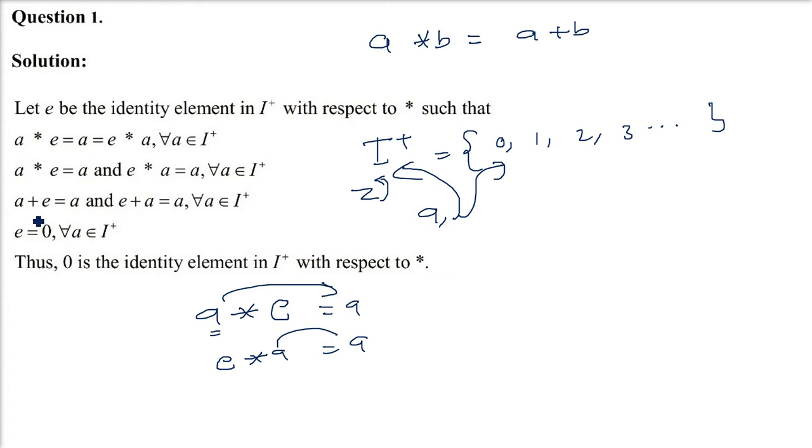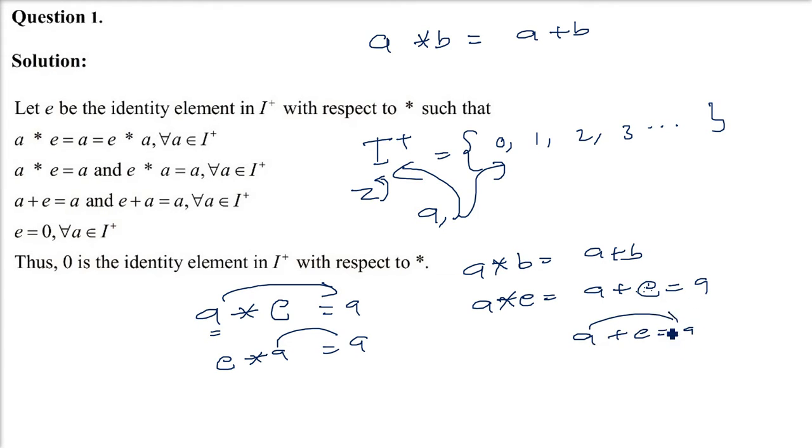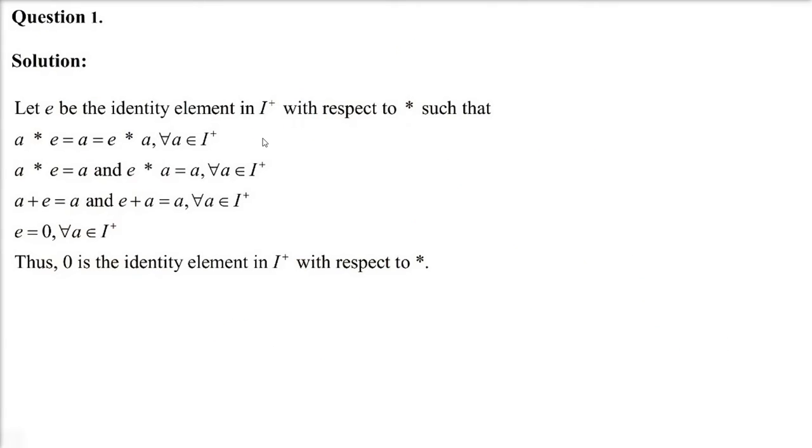For example, I plus is the set. So it should belong to I plus. So A star B is A plus B. This is what is given. So A star E is what? A plus E. So it should be equal to what? As I said, it should be equal to A. When we operate it, it should be equal to A. So A plus E equals A. That means A goes here, E gets A minus A. So E is 0 here. So 0 is the identity element in I plus.